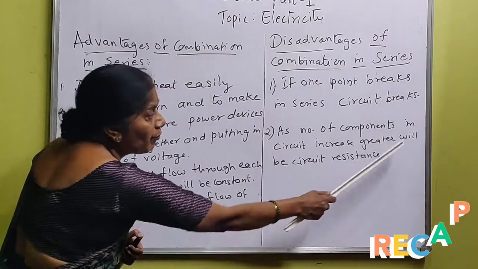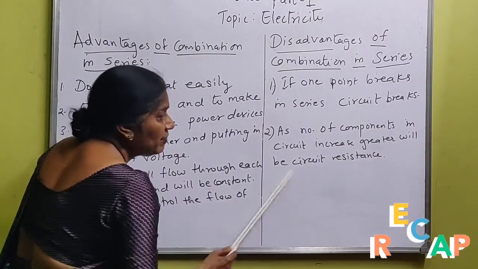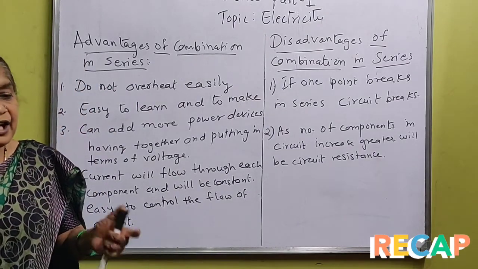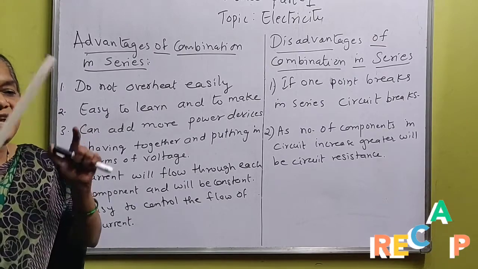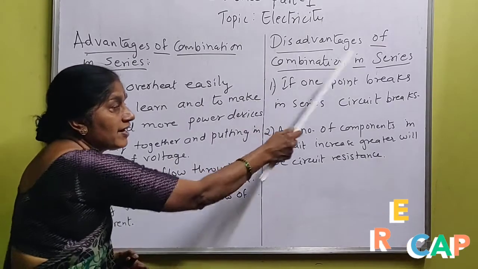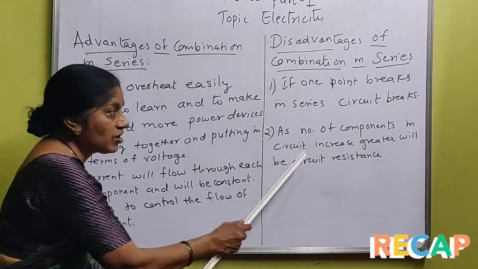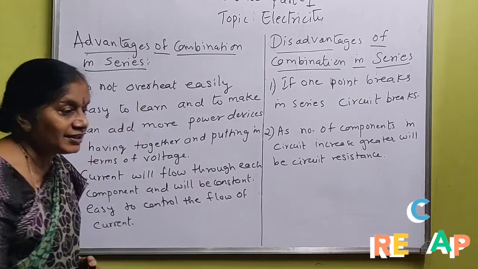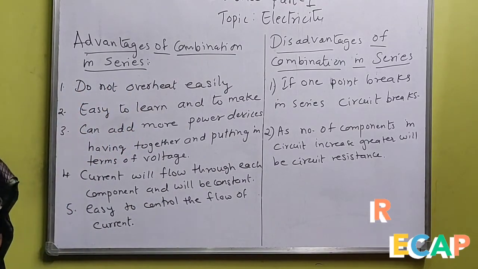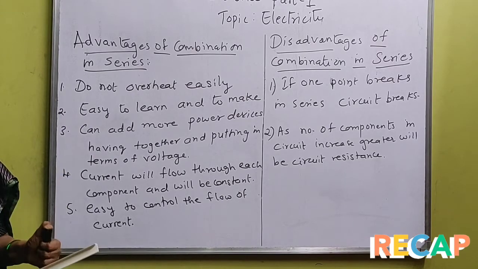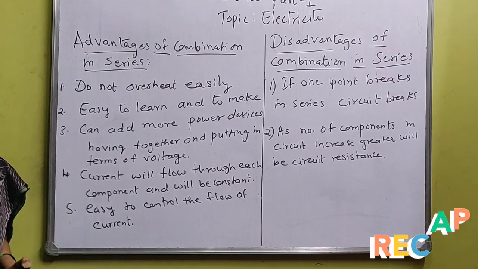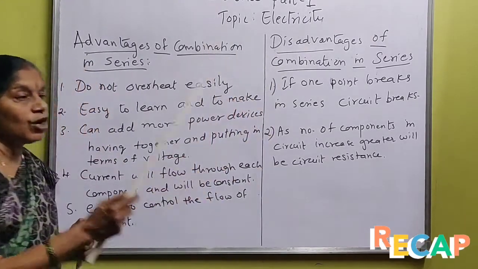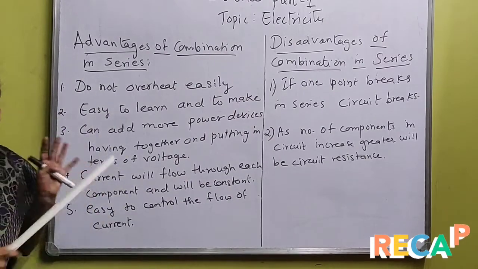Second, as the number of components in the circuit increases, the circuit resistance will be greater. Means the resistance increases, the heating effect also increases. So that component's efficiency will be less. So that is one more disadvantage in combination in series, because as the number of components increases, the resistance also increases. More the resistance, more the heating. So the heating of the device takes place very fast. So its working efficiency decreases. These are the advantages and disadvantages of combination in series.